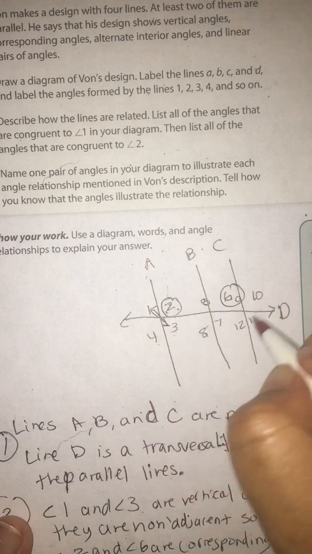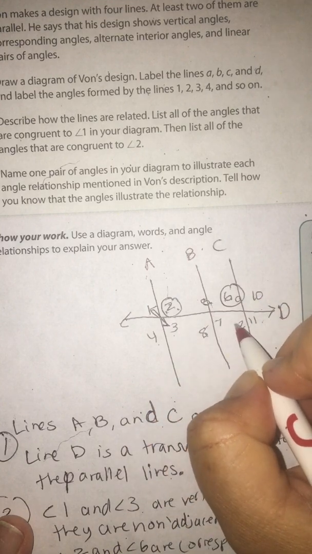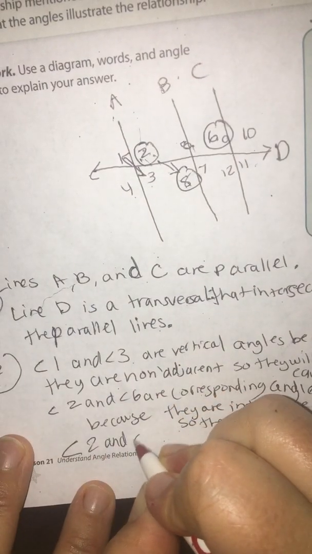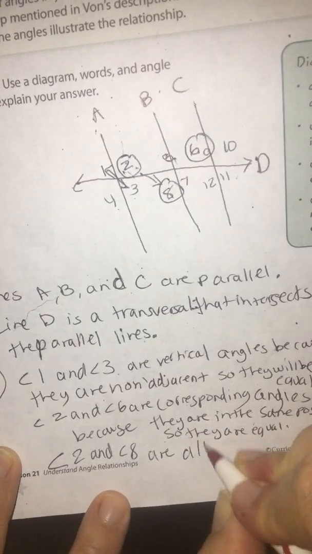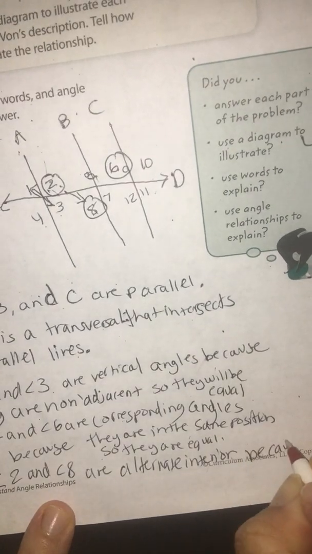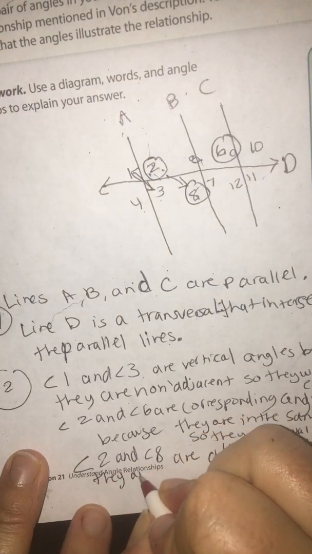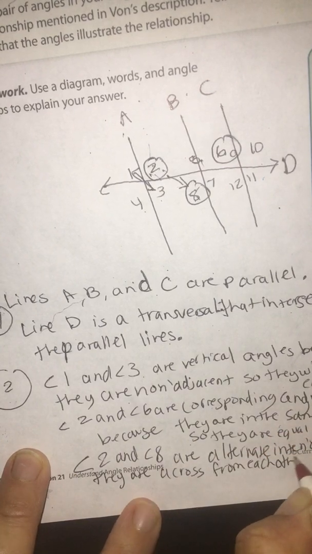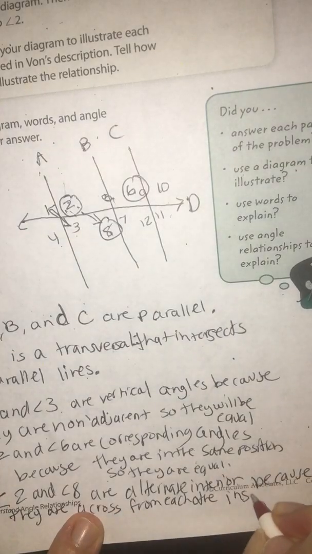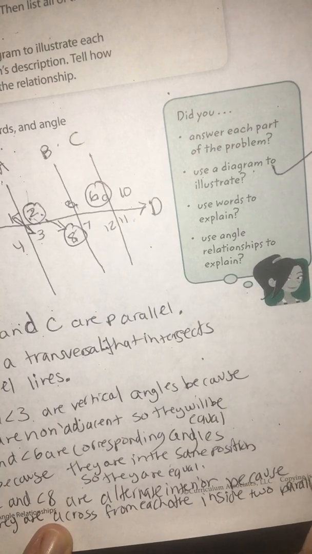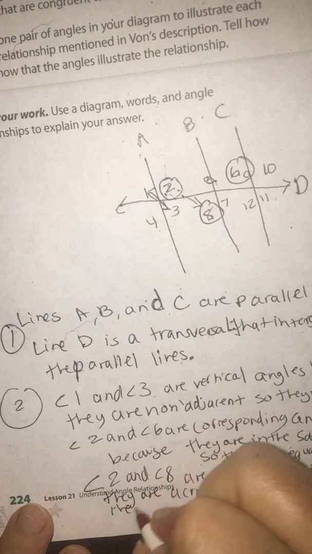So alternating but interior. I'm going to do my 6. Let's do 2 and 8. They're so close to each other. Angle 2 and angle 8 are alternate interior because they are across from each other inside 2 parallel lines. If you can't tell, alternate interior is my favorite. I feel like it's the easiest to see for my brain. 2 parallel lines. Okay, the very last one, remember I said we were going to do 4.